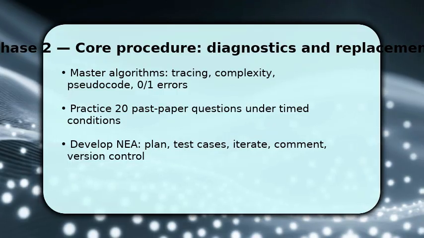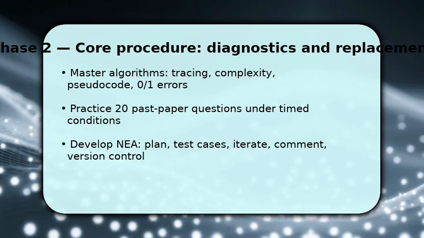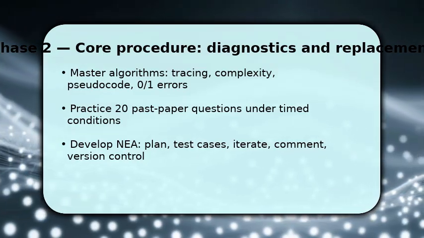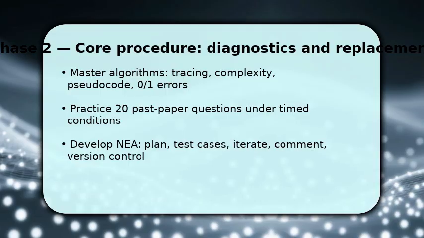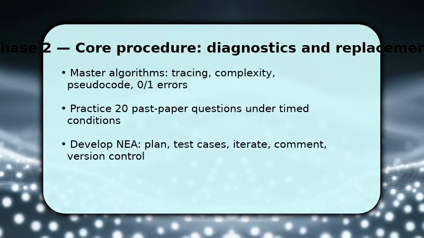Once comfortable, do 20 timed past paper questions to build stamina, mark against the scheme, and rewrite wrong answers. Make sure to polish your NEA by creating clear tests and comments. Practical coursework often scores high when documented and iterated.